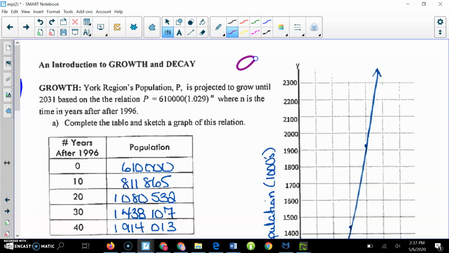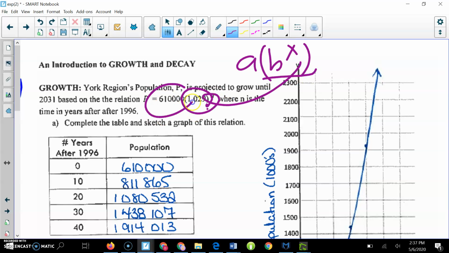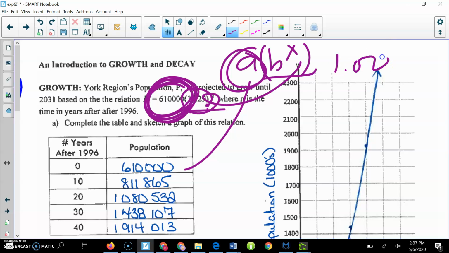What you have, in general, is a number with something to the power of x, that's this guy, okay? And then we have something in front of that. That value is going to be the initial value, because this is 1.029 to the power of 0. That's when no time has elapsed. And anything to the power of 0 is 1. So now you have 610,000 times 1, and your answer is 610,000. Or you can just cheat and take that number there. Okay, so that's your initial value.